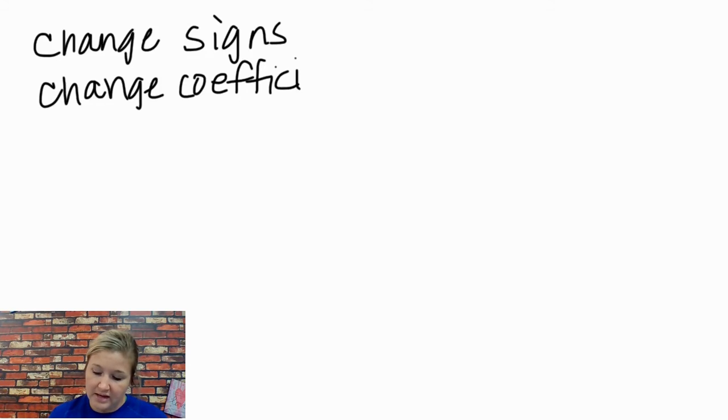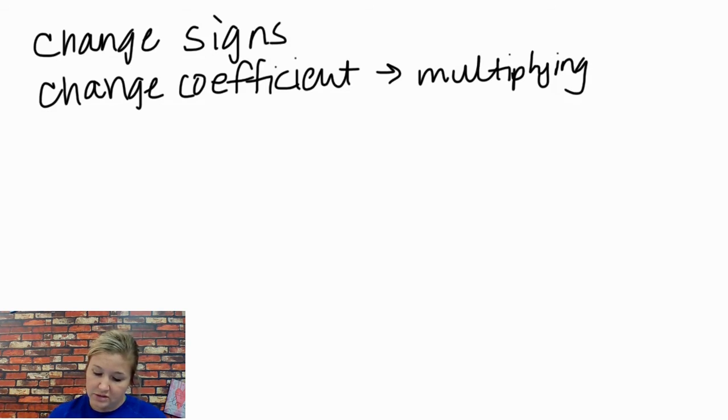So remember, just some final things: with this elimination, you may have to change the signs, and that would be changing the signs of everything because you want them to have opposite signs, and you may have to change the coefficient. And I do that by multiplying. So I'm going to change a coefficient by multiplying, and I usually multiply by the number that's in front of the same variable in the other equation. That's typically the number I'm going to look for to multiply by.